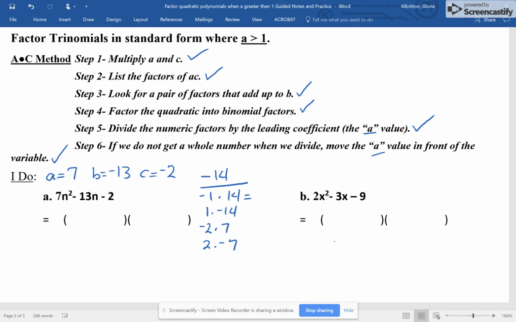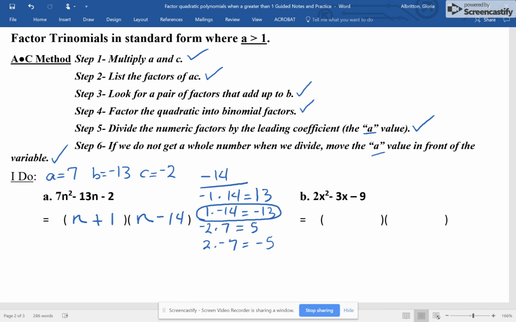Step 3, look for a pair of factors that add up to b. Well, negative 1 plus 14, that gives us 13. Here we get negative 13. Negative 2 plus 7 gives us 5, and 2 plus negative 7 gives us negative 5. So again, we're looking for the b value, which is negative 13, and it's this pair of factors. So what we're going to do is go ahead and separate our n's, and then take these factors 1 and negative 14 to finish off our binomials.